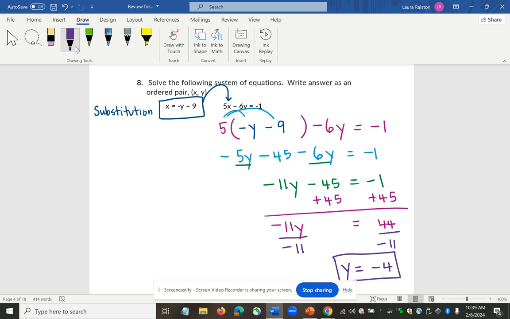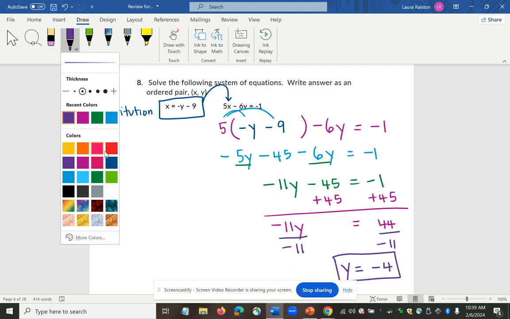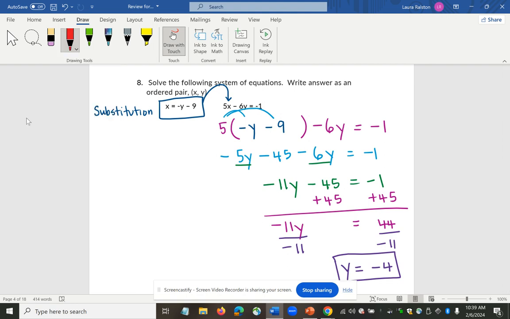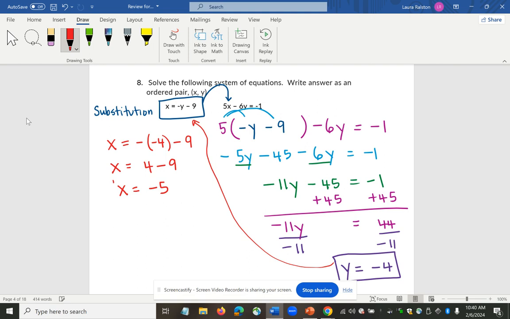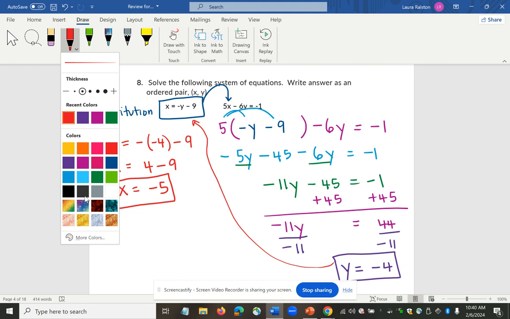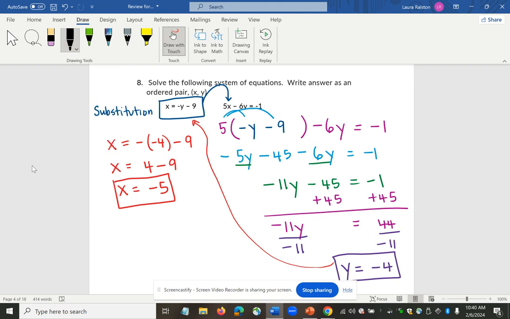Now that I have the y, I can go back to the original equation and substitute. So I'm going to take this back up here and substitute. I have x equals negative of negative 4 minus 9. So negative of a negative is positive 4, minus 9. 4 minus 9 is negative 5. So my x value is negative 5. And again, we're asked to write it as an ordered pair. So as an ordered pair, my answer would be negative 5, negative 4. Remember, it's always x comma y.